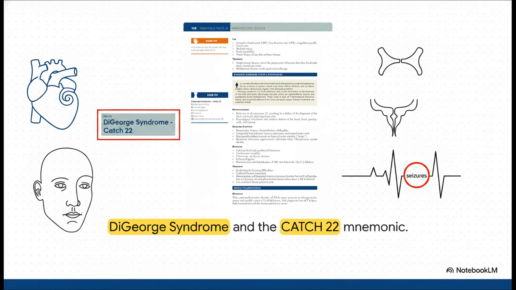Now, speaking of that absent thymic shadow, we absolutely have to talk about DiGeorge syndrome. This is beautifully captured by the CATCH-22 mnemonic. It stems from a 22q11 microdeletion that basically causes a failure of the third and fourth pharyngeal pouches.